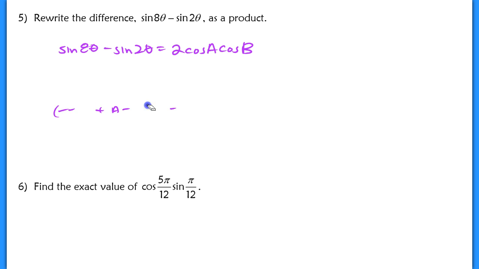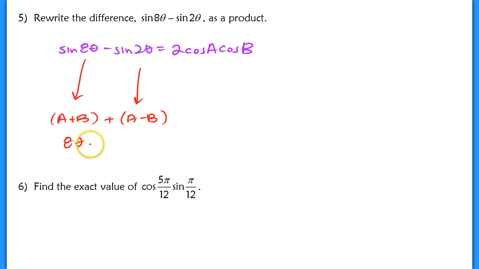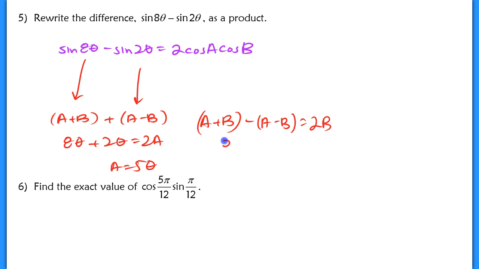You're going to do it on your homework anyways, even though I'm telling you not to do it right now, and you're going to run into that mistake just once, and hopefully after you do it once, you'll realize, oh, I know what she's talking about now. But anyhow, my A plus B value here is 8 theta. So 8 theta plus my A minus B value, which is 2 theta, should equal 2A. So A would equal 5 theta. Now, my A plus B value minus my A minus B value should equal 2B, which means 8 theta minus 2 theta will equal 2B, so B is equal to 3 theta.